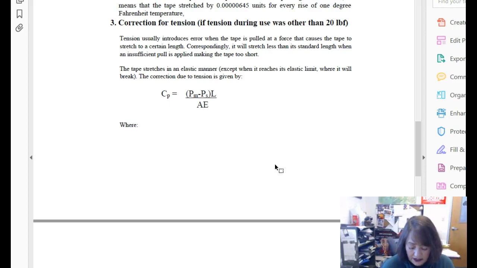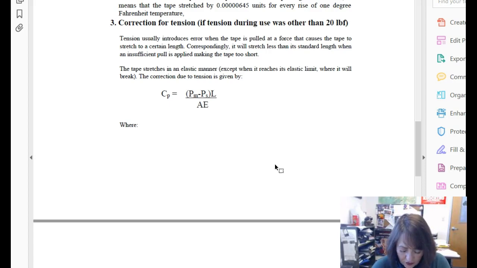Whereas if the tape is elongated, temperature is higher, pull is stronger, then the reading on the ground is equal to the reading on the tape plus the correction. And if it's short, in other words, if the temp is lower or the pull is weaker, then the reading on the ground is equal to the reading on the tape minus the correction.